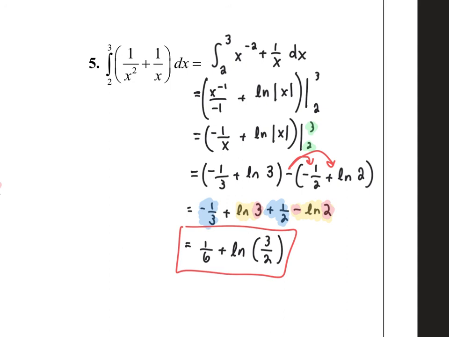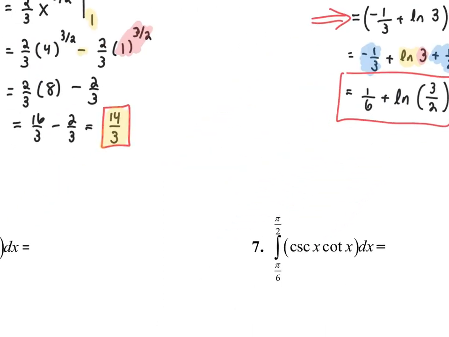If you are uncomfortable dealing with these natural logs and how to simplify them, it's actually okay for you to stop at this step. The requirement on the AP exam is for you to find and show an antiderivative, for you to plug the upper and lower values in, and if you want to stop at this step, that would get you full credit. Question number 6 has the exponential function in it.